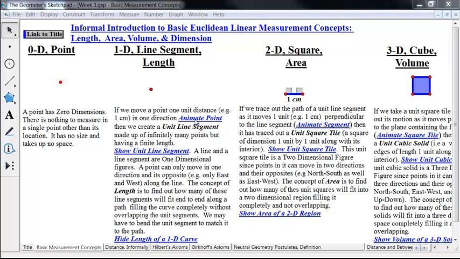This is Jack Jackson. This is about basic measurement concepts, and the concept of dimension and measurement a little bit. So this is going to be an informal approach to this idea.